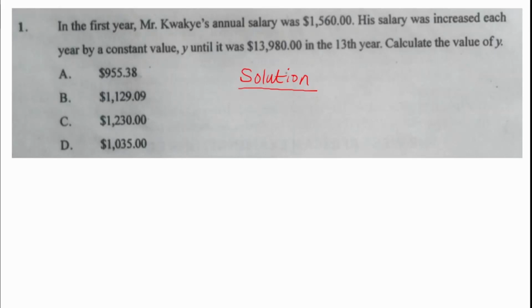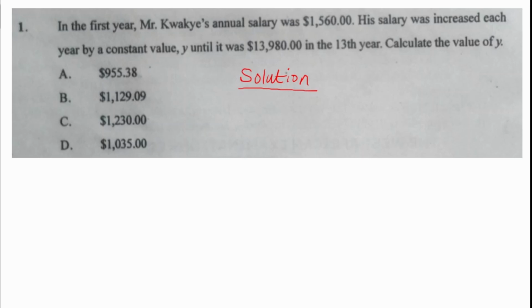Today I'm solving questions 1 and 38 of the 2023 WASSCE objective paper written by Ghana. And let's just take question 1. Question 1 says, in the first year, Mr. Kwachi's annual salary was $1,560. His salary was increased each year by a constant value Y until it was $13,980 in the 13th year. Calculate the value of Y, and the possible answers are there.